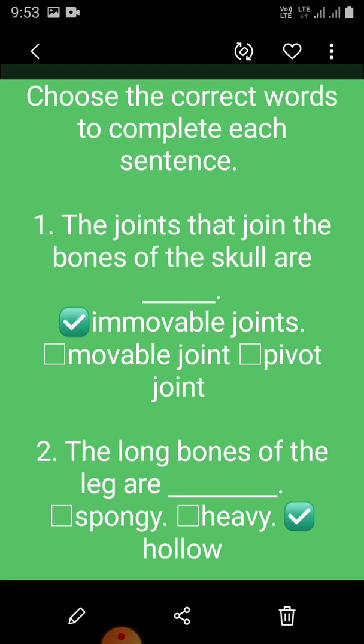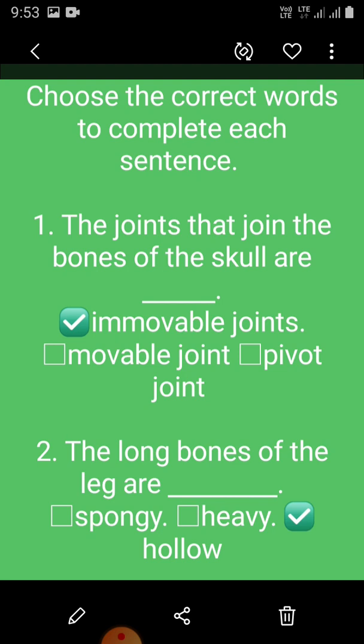First one: the joints that join the bones of the skull are dash. Given options are immovable joints, movable joints, and pivot joints. And the correct answer is immovable joints. The joints that join the bones of the skull are immovable joints.